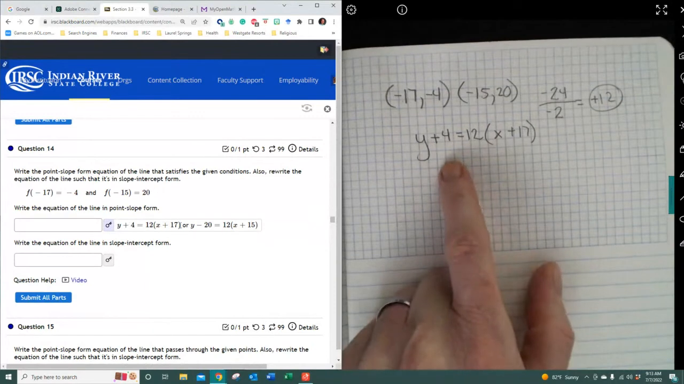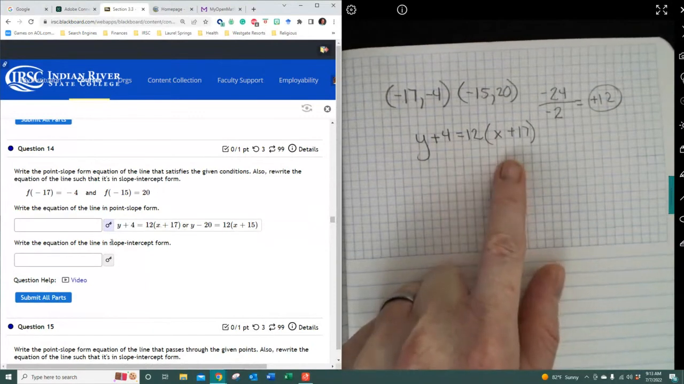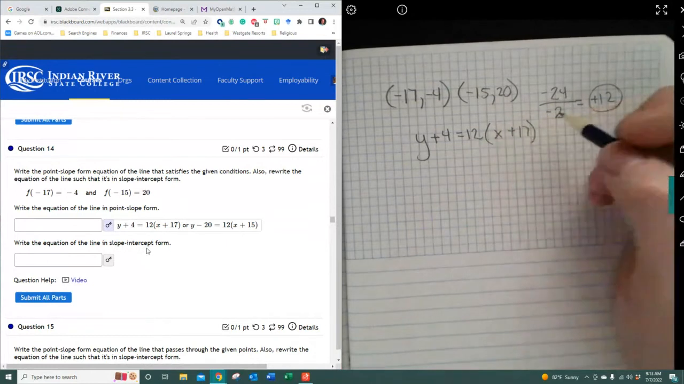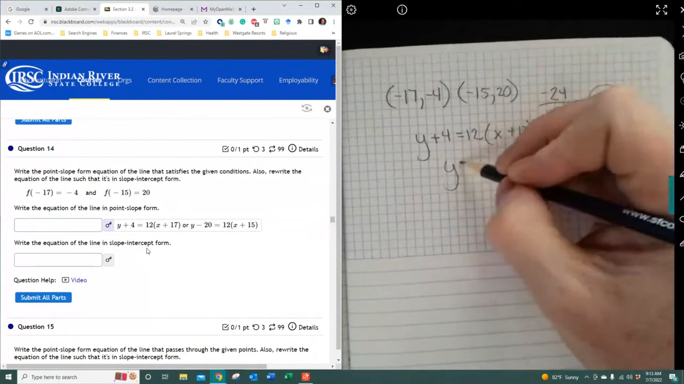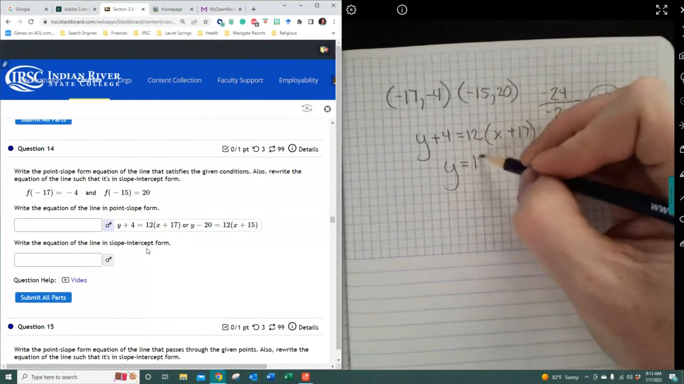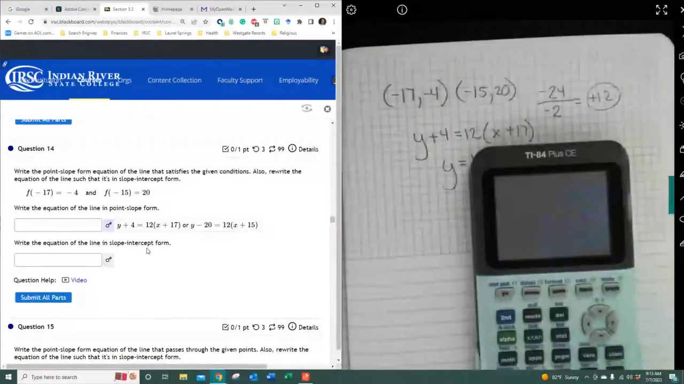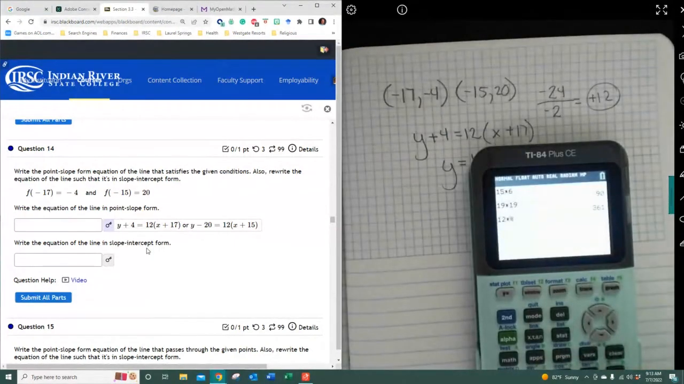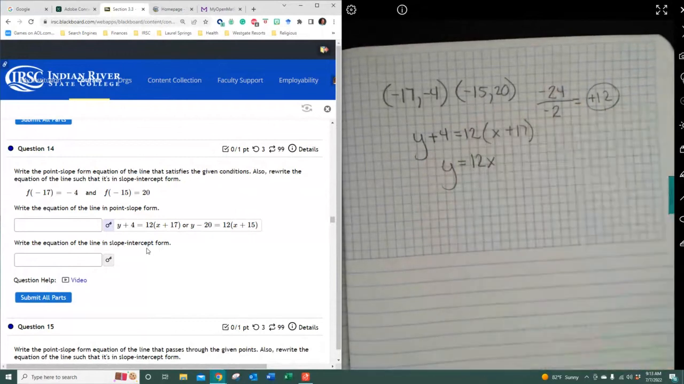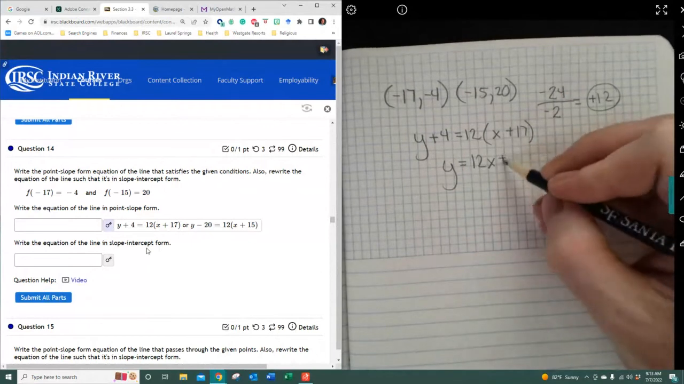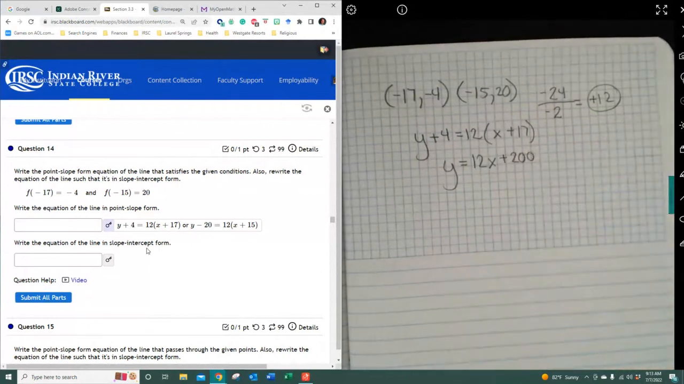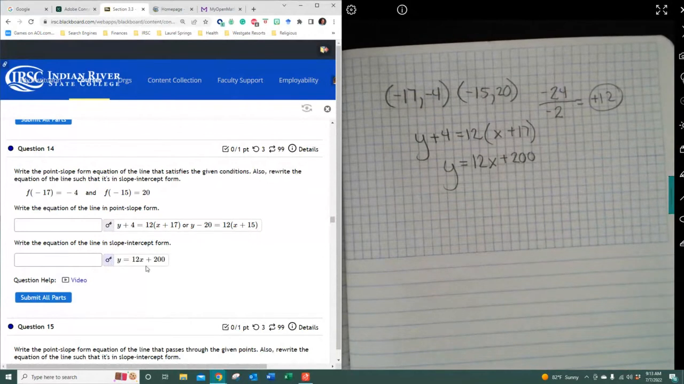And this goes along with this one I've done. And then to put it in slope-intercept form, you do the distributive property and then subtract 4 from it. Now, I don't know what 12 times 17 is off the top of my head. I don't care either. Times 17, and then I'm going to subtract 4 from it. So I get 200. And that's positive. And here we have our answer. Now, I've just done that for you pretty quick, didn't I?